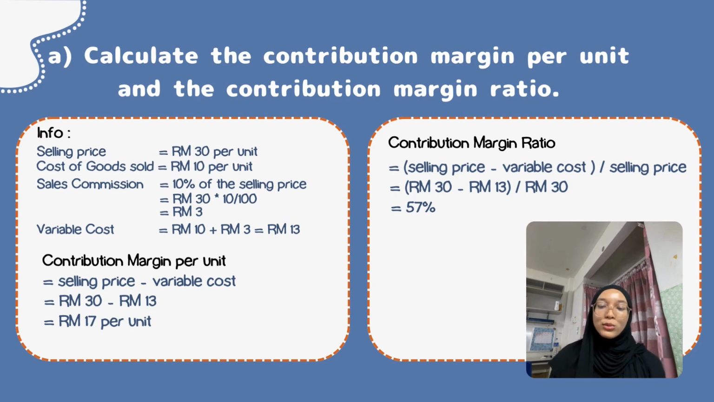So we move to the contribution margin ratio. The formula is the selling price minus the variable cost, divided by the selling price. So 30 ringgit minus 13 ringgit divided by 30 ringgit, which equals 57%.